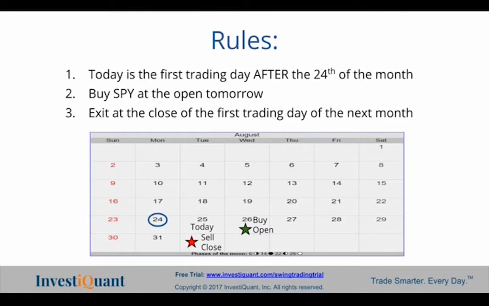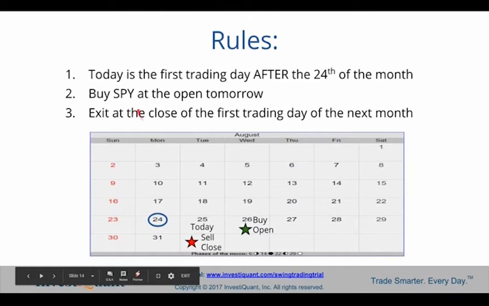You're looking to buy the S&P 500 at the open the next morning. So that would be on the 26th. All right, so why didn't I just say buy on the 26th? Because weekends mess it up, right? If the 24th was on a Friday, then the first trading day after would be the 27th, and you'd be looking to buy on the 28th.